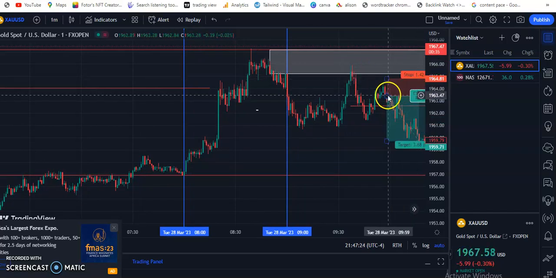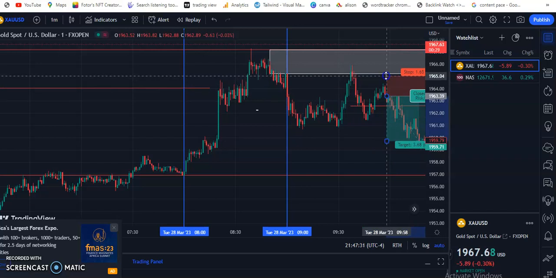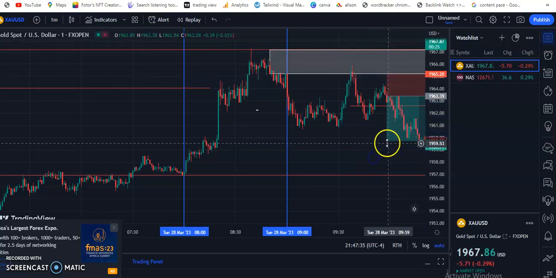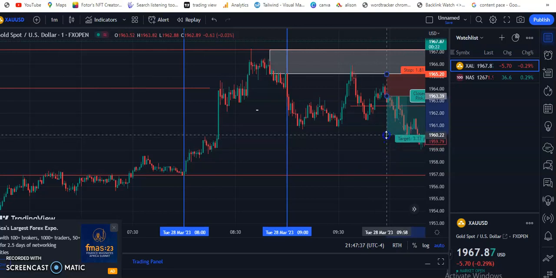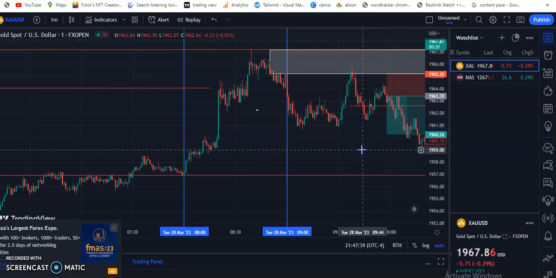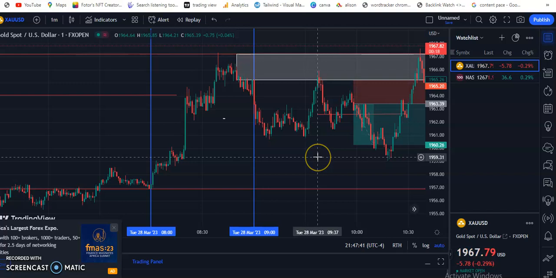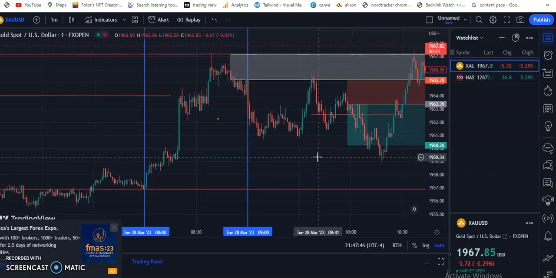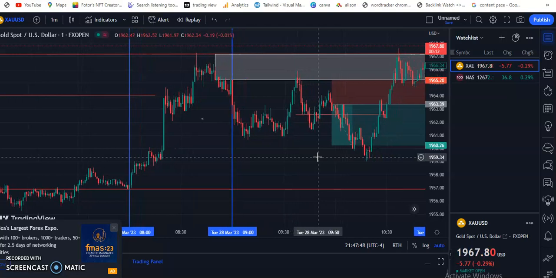So this is our setup. Our entry, our stop loss, say 15 pips, a 1 to 2 risk reward ratio, and boom, you're in and out. You're in and out. So that was the setup in gold.